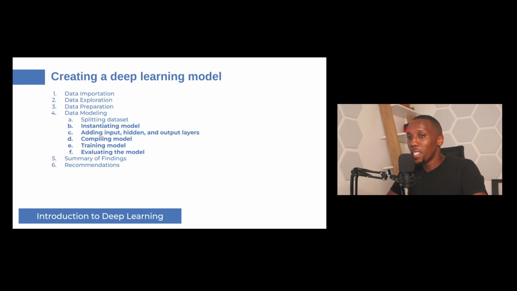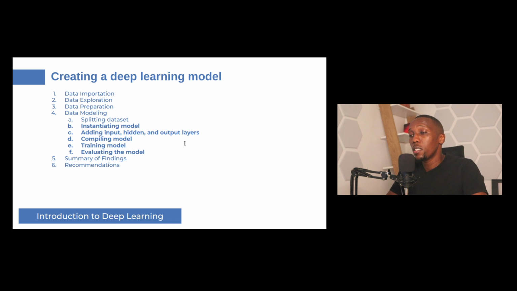When it comes to the implementation or creation of a deep learning model, we would normally still follow the same steps as we would when creating the base machine learning models, where of course we start with data importation, we explore data, we prepare data, then we perform data modeling, and under that we split our data set, we instantiate our model, then we define our input, hidden, and output layers. Then we compile our model, train it, and evaluate our model.